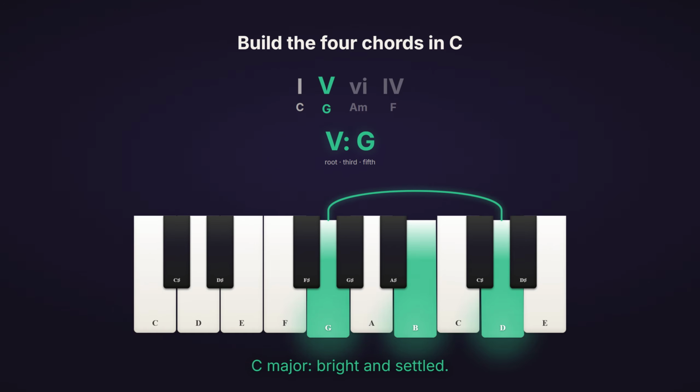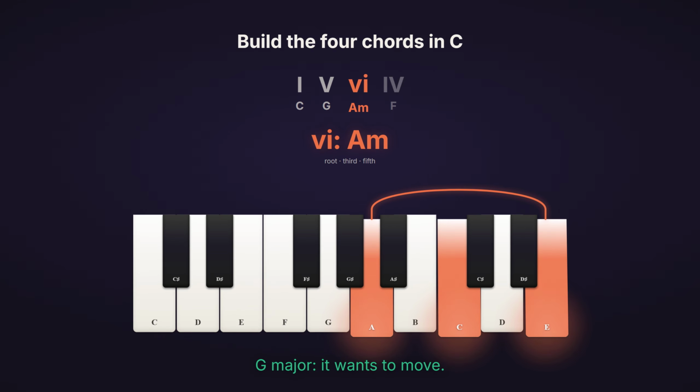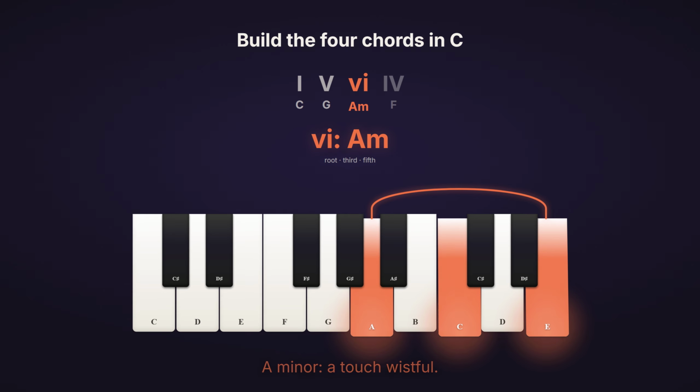Next, the 5 chord. Count up to the 5th note, G, and stack a triad, G, B, D. That is G major, also bright, and it carries a forward lean, a sense that it wants to move. We mark it 5. Now the 6 chord, and here the color shifts. Build on the 6th note, A, and you get A, C, E. That is A minor, the only minor chord in the set, a touch darker, a touch wistful. Because it is minor we write it with a small 6.